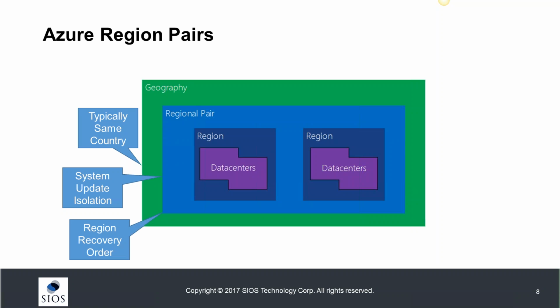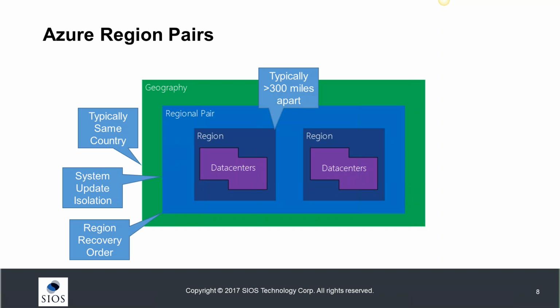Also, if there is a more drastic outage that impacts multiple regions, and we've seen this at least once recently, what they do is they will prioritize at least one region in each region pair for recovery. So they're going to hopefully get one of your regions up and running as quickly as possible. When they're choosing where to do the work, they're going to pick at least one of your regions within your region pair to fix.